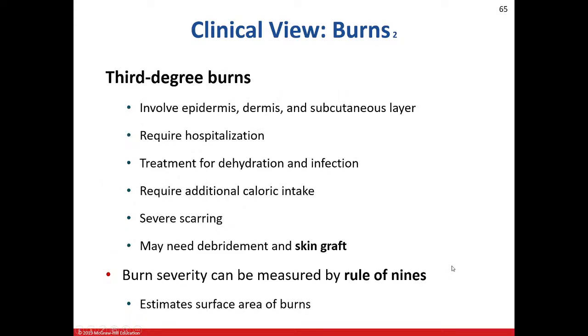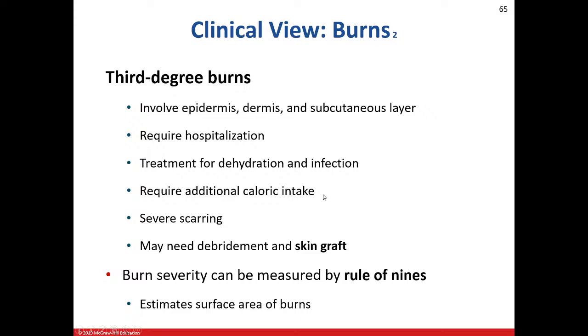Then third degree burns involve the epidermis, the entire dermis, and part of the subcutaneous layer, and they require hospitalization. You have to treat for dehydration because, again, you can lose a lot of fluid through these wounds. Also, infection. When you suffer a third degree burn, your skin is open to the outside world. You will require additional caloric intake.